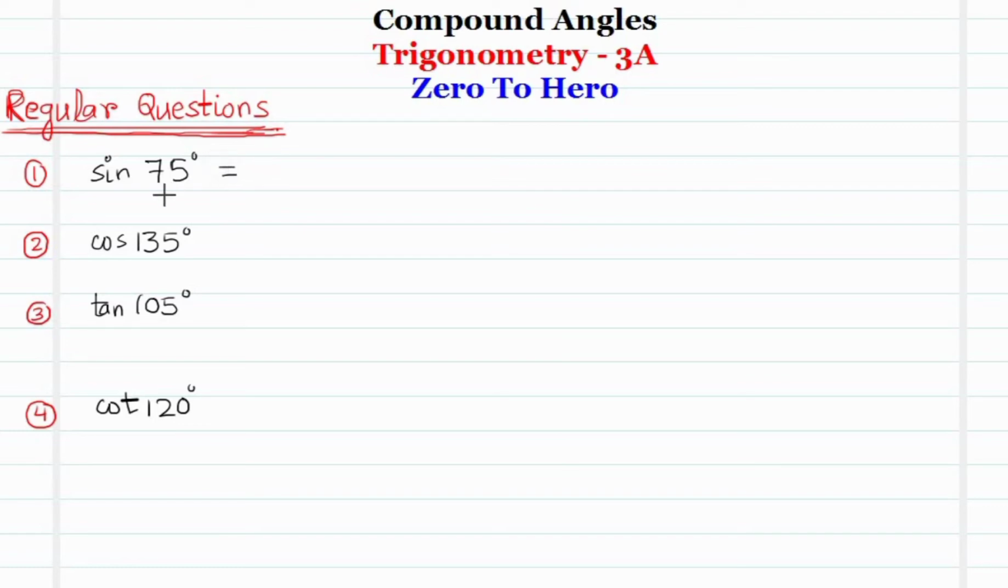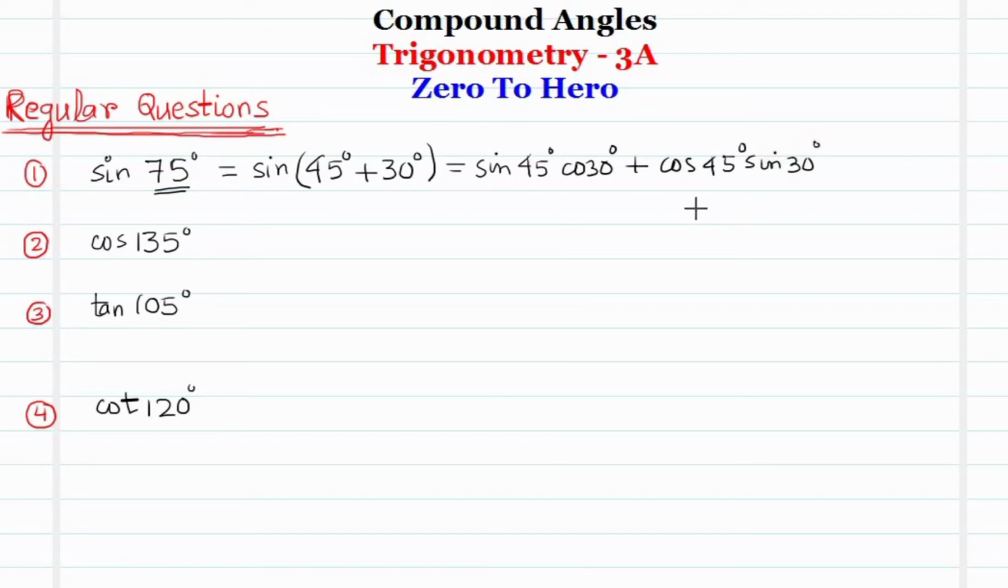Definitely we can write 75 degree in this form, sine of 45 degree plus 30 degree. So this is in the form of sine of A plus B, and the formula is sine A cos B plus cos A sine B. So let us write it: sine 45 cos 30 plus cos 45 sine 30. If we substitute the values, sine 45 is 1 by root 2, cos 30 is root 3 by 2, cos 45 is 1 by root 2, and sine 30 is 1 by 2.